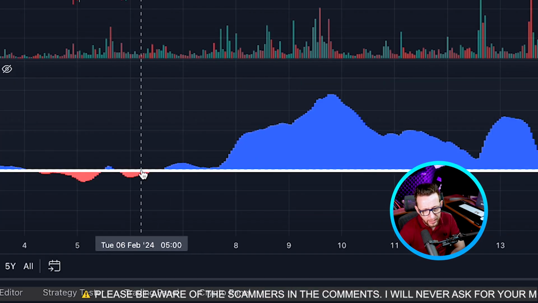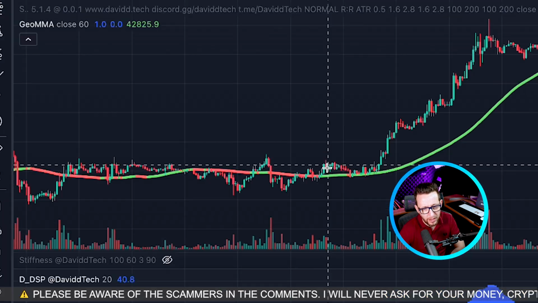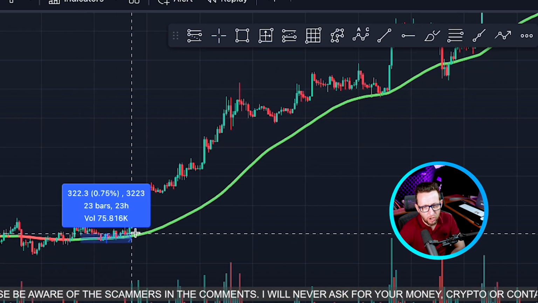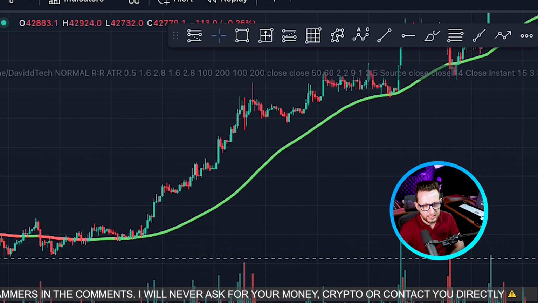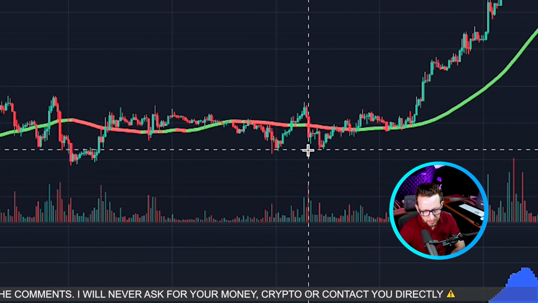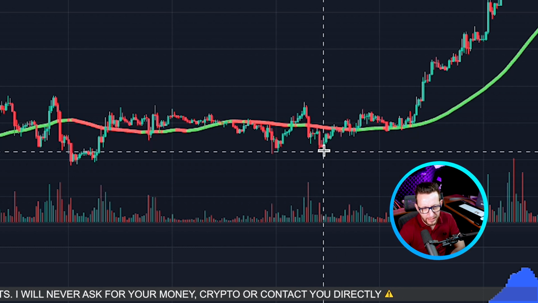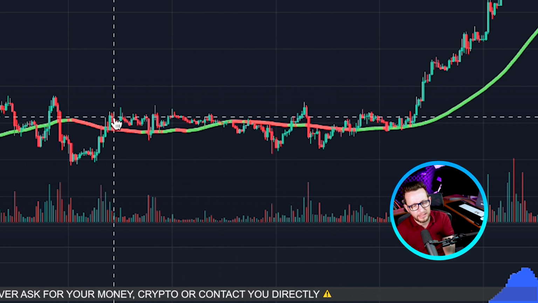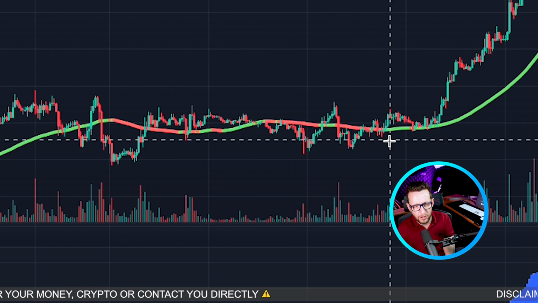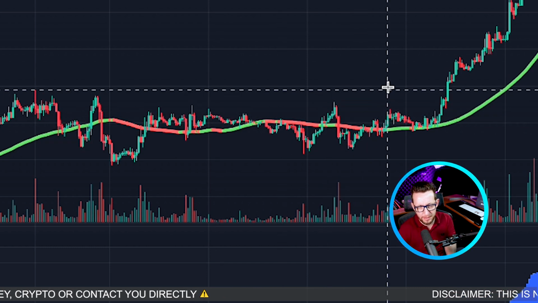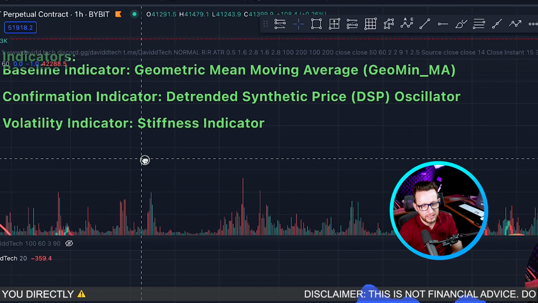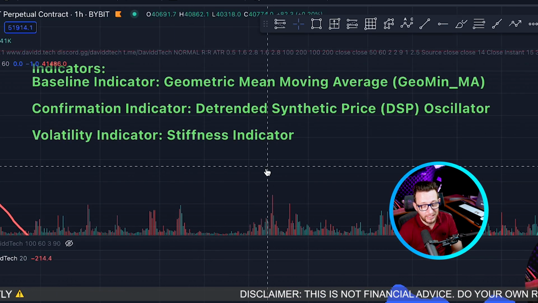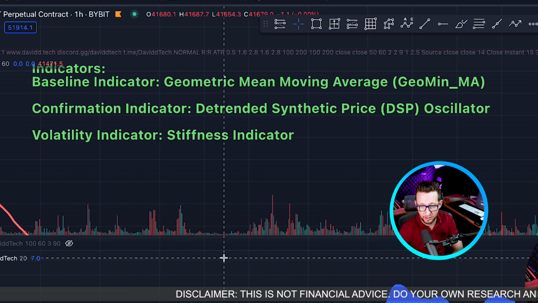So when the wave has turned from red to blue and we're in the green, we would take our longs here, taking an entry just like that. Now, obviously, there's going to be areas where we're chopping in and out, which would be bad entries. So we need a volatility indicator to confirm these entries and only go for the absolute best entries that we possibly can. Our indicator today is going to be the stiffness indicator, which has the funniest name on TradingView.